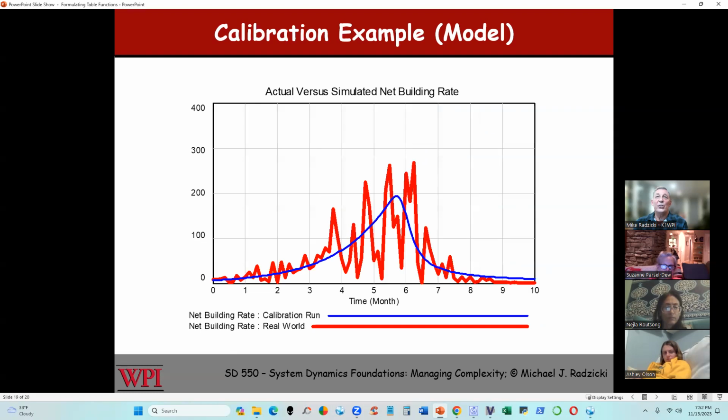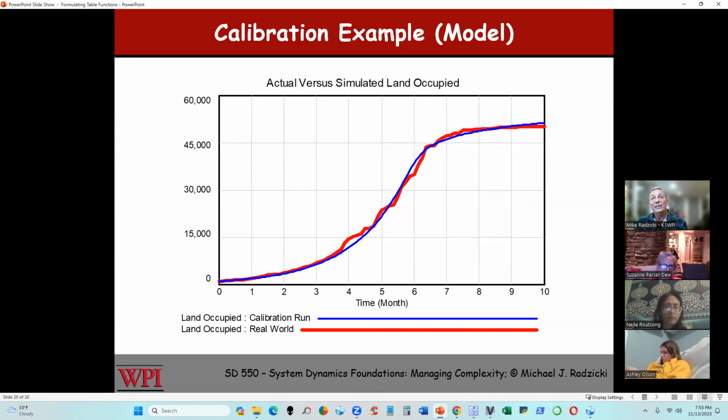There's the structures. There's the building rate, and you can see it kind of found the middle of the data set, right? And there's the land fraction occupied.